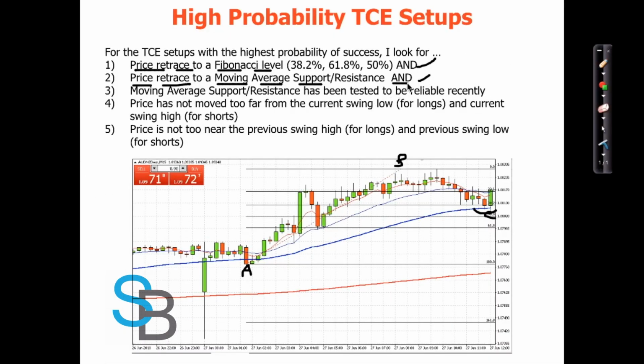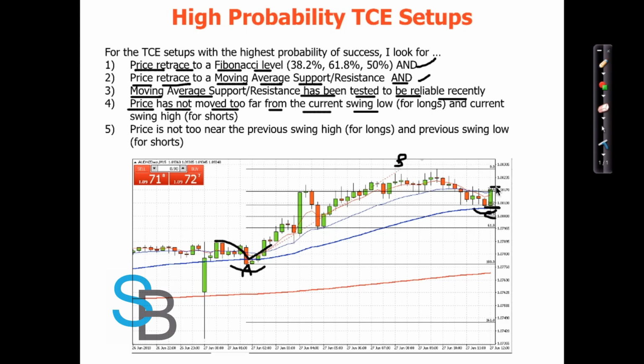And at the same time, you can see that the moving average has been tested to be reliable recently, which is over here. So you can see that this 50 moving average, boom, it was recently tested to be strong. So we want to see a recent test that it has been supportive of the price before. In other words, we know that this currency pair respects the moving average right now. Next, the price has not moved too far from the current swing low. So this is the current swing low here.